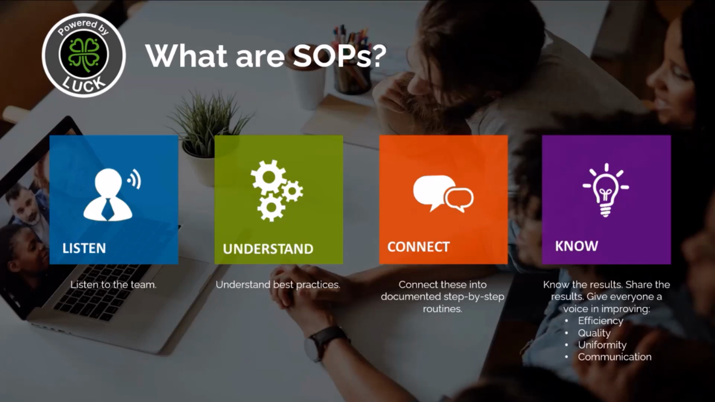So connecting is the process step. Now you're connecting what you've learned with the solution, with what the SOP is. And finally, you want to know what the results are. So you don't just set it up and go, there it is, everybody go have a good day, do the new SOP. You want to have metrics so you can monitor that SOP to say, when this isn't working, we need to be able to identify that, raise it as an issue, and someone can own coming back and improving it. So that's knowing the results so you can continuously improve. So listen, understand, connect, and know. That's our formula for being powered by luck, for understanding, defining, and improving your standard operating procedures on an ongoing basis.